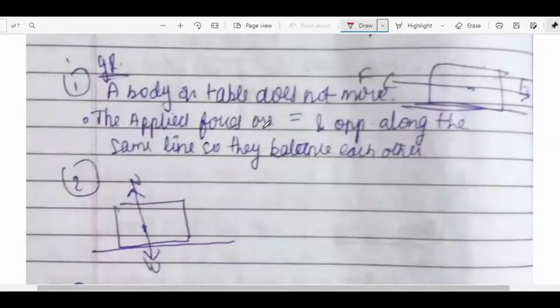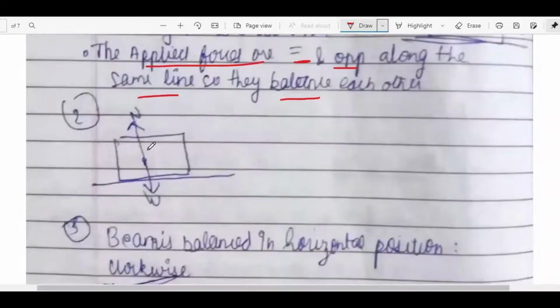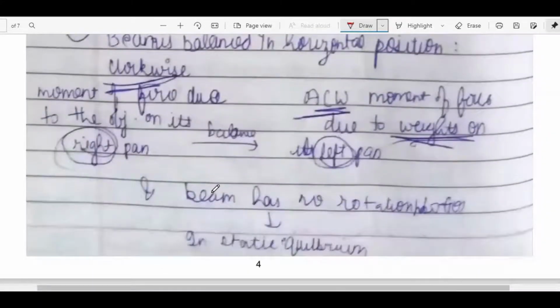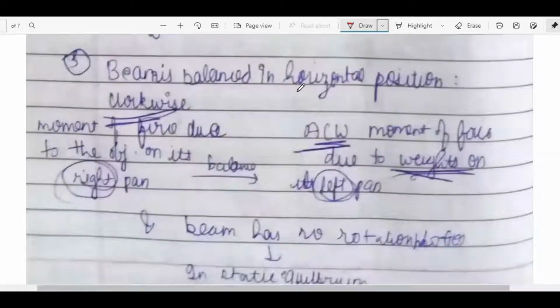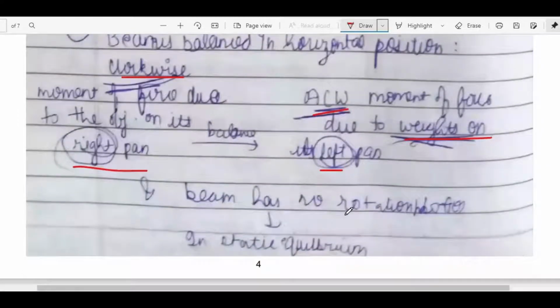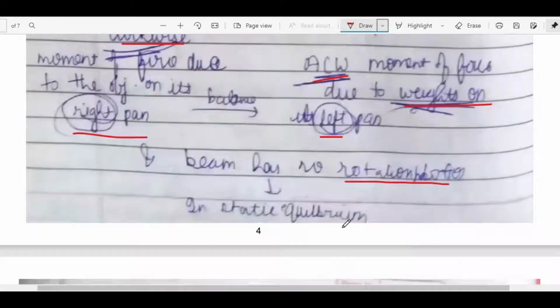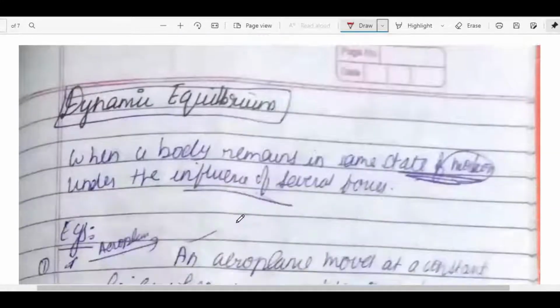This is because the applied forces are equal and opposite along the same line, so they balance each other. Here, the normal force balances the weight of the body. Thirdly, the beam is balanced in a horizontal position. This is because the clockwise moment of force due to the object on its right pan balances the anti-clockwise moment of force due to the weight on its left pan, and the beam has no rotational motion. That is, it is in static equilibrium.